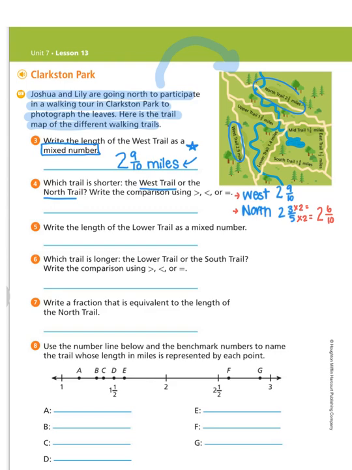Now I can compare the west and the north trail. If I'm looking at the west and the north, I know that 2 9/10 is greater than 2 6/10. 2 9/10 is the west trail, so I would put west is greater than north. I'm going to write that on my line. West is greater than the north trail. You could also put 2 9/10 is greater than 2 6/10.